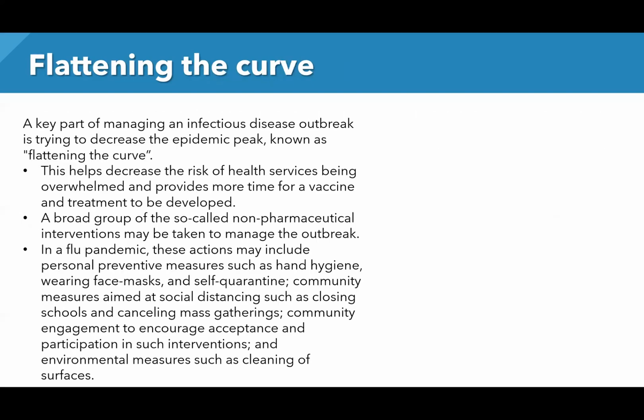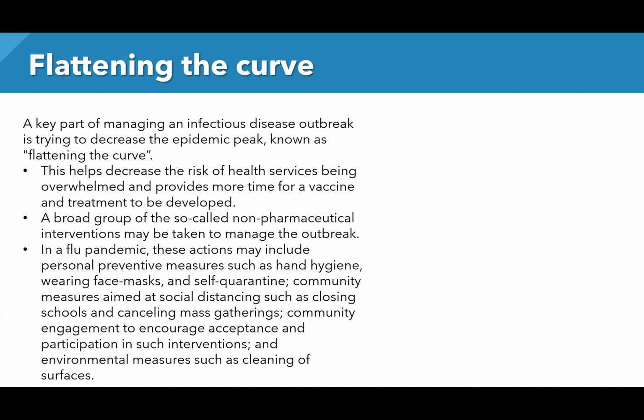So, flattening the curve. This is a term you may have heard quite a lot in the news. You may not know, however, exactly what it means. A key part of managing an infectious disease outbreak is trying to decrease the epidemic peak. This is known as flattening the curve. And this is essentially decreasing the number of cases and the number of deaths caused by the pandemic or epidemic. And this helps decrease the risk of health services being overwhelmed and provides more time for a vaccine and treatment to be developed. A broad group of so-called non-pharmaceutical interventions may be taken to manage the outbreak.